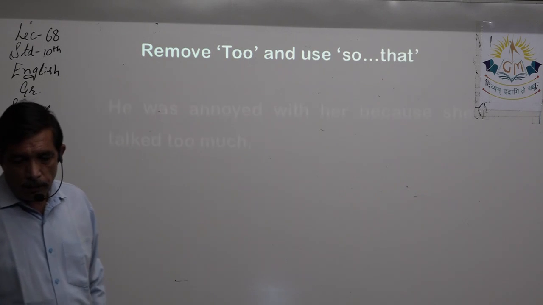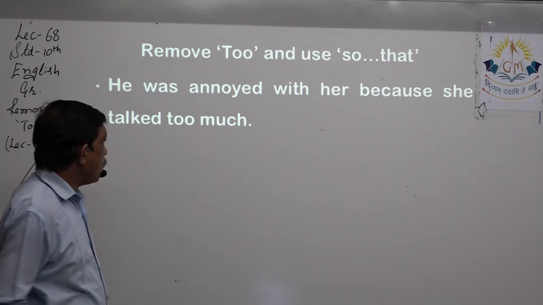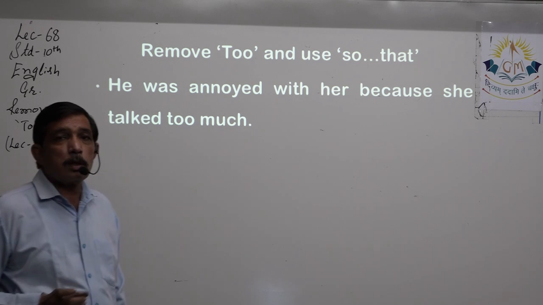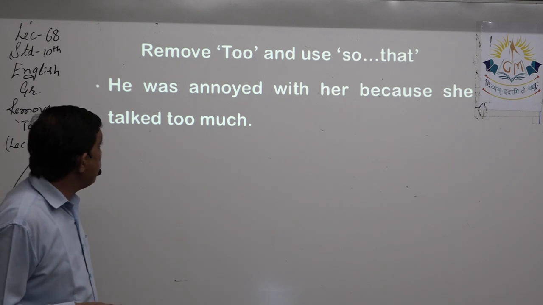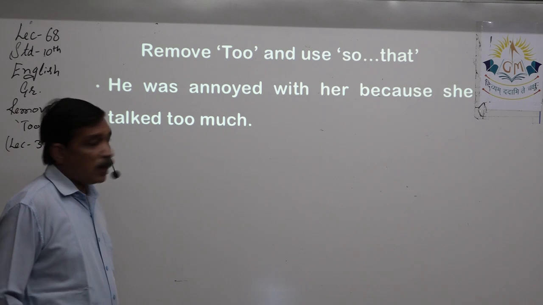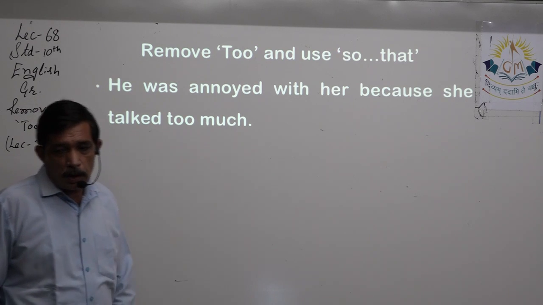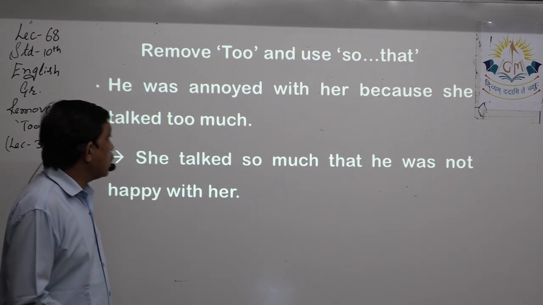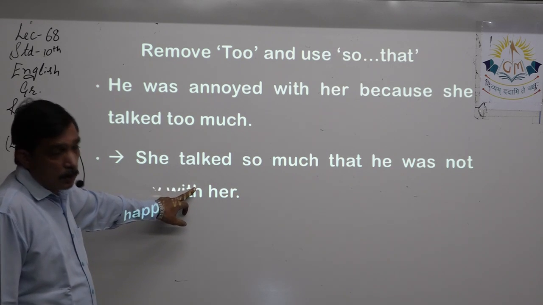Small sentence now. He was annoyed with her because she talked too much. Yes, he was annoyed with her because she talked too much. This is also from chapter 5 or 6. Because she talked too much. Again, here also too much is there. Again, we are rearranging, but too much without negative, so we try to make it so that with negation.